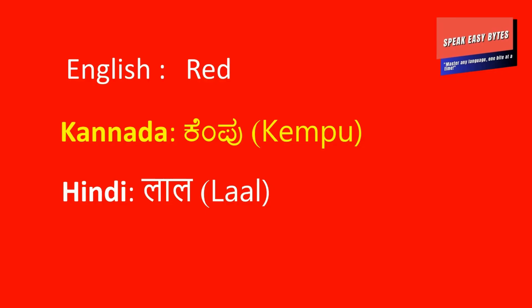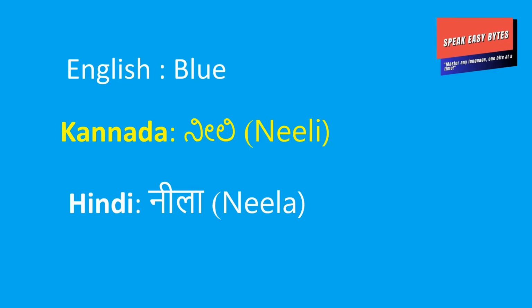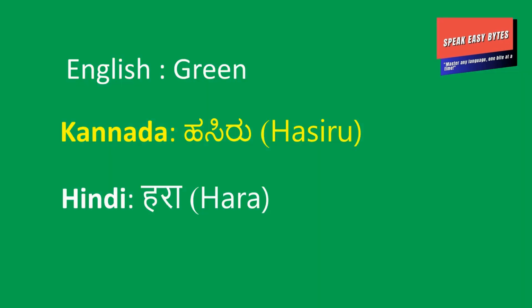Let's start with the first word, that is red. For red in Kannada they say Kempu. In Hindi they say Lal. So the word in Kannada is Kempu. Let's move to the next one. Next word is blue. For blue they say Neeli. In Hindi they say Neela. So in Kannada the word is Neeli.